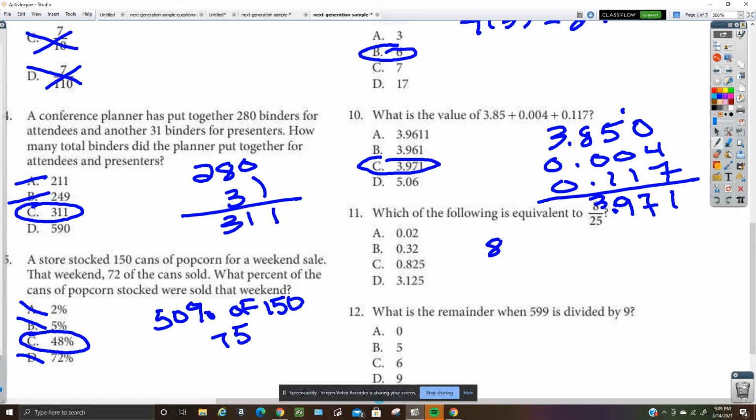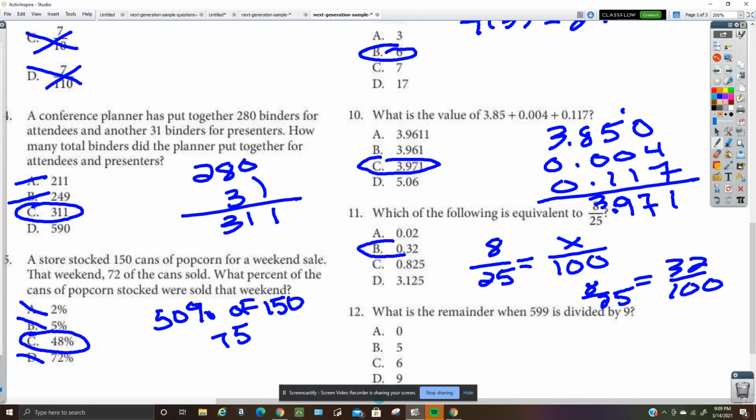So you could do this in order to get how many hundredths this is. So this is times 4. So 8 over 25 is 32 over 100, which is 0.32.